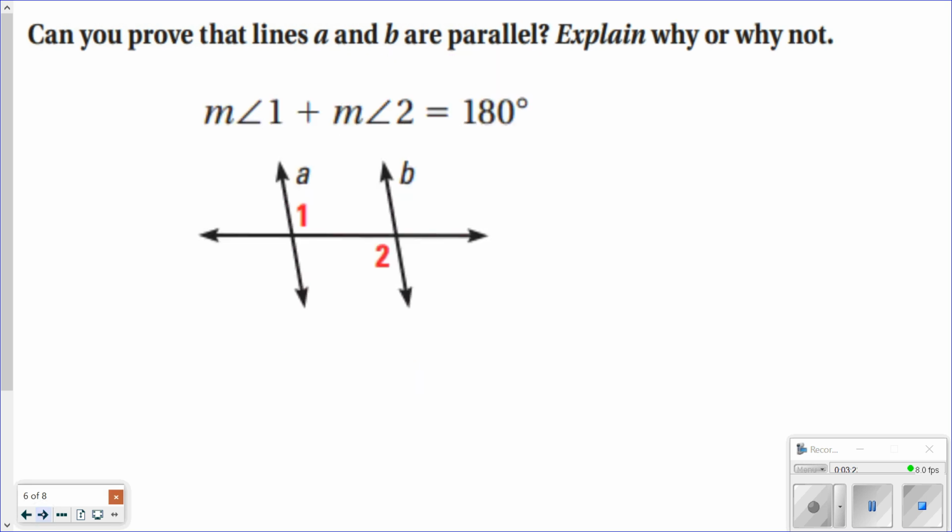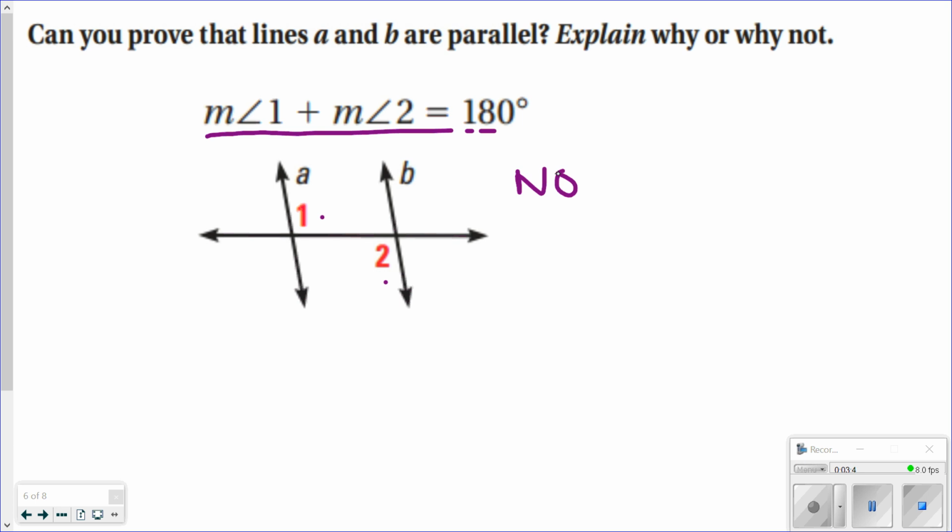Can we prove that lines A and B are parallel? Explain why or why not. All right, so I have angle 1 here and angle 2. And if we look here, it's telling us that these measures, when we add them up, are equal to 180, so they are supplementary. So is this true?